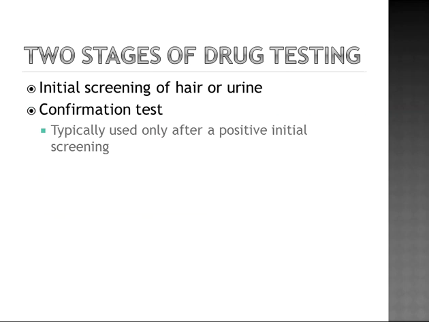Two stages of drug testing that normally occur. We have the initial screening of hair or urine, and then we have a confirmation test, typically used only after a positive initial screening. So the first drug test detects there's something there, and then a more thorough one happens later to confirm.